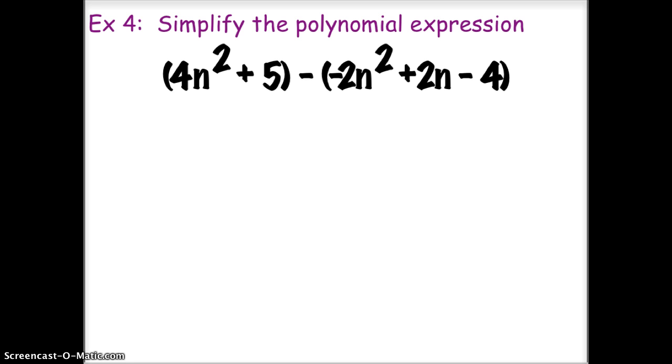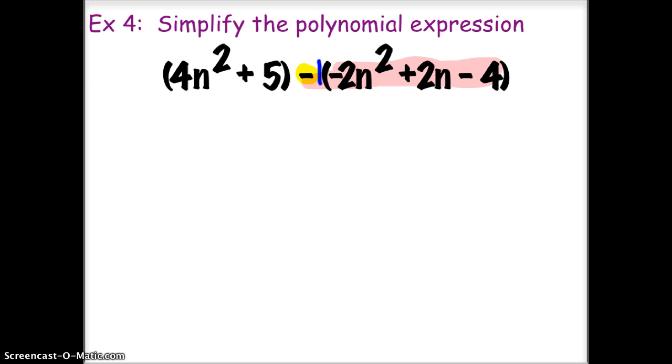Let's try something similar with example 4. Example 4, we've got 4n squared plus 5, and I'm subtracting the whole polynomial, negative 2n squared plus 2n minus 4. We're going to end up having to change some things because of this subtraction sign in the middle. You can think of this as kind of distributing a negative 1 to each part in your second polynomial, in this case our trinomial. And with this trinomial, we're going to have to change all of the signs in it.